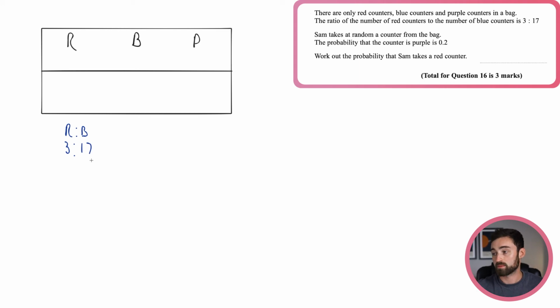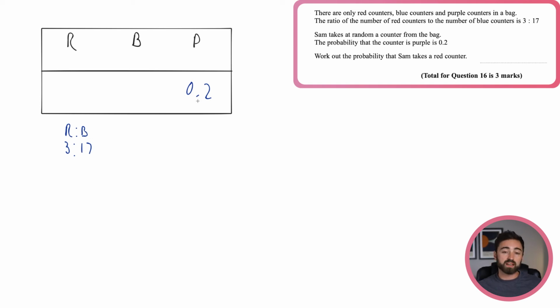Sam takes a random counter from the bag. The probability that the counter is purple is 0.2. Okay, so if we're thinking of probabilities here, we've got 0.2 here. Work out the probability that Sam takes a red counter. Right. So obviously there's 3 different colours, so that's quite confusing. The ratio, we've only been given regarding 2 of them, the reds and the blues. But we are told something about the purple, and that's that the probability is 0.2.